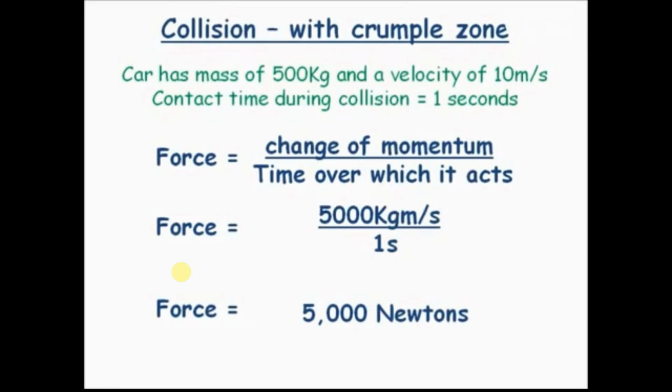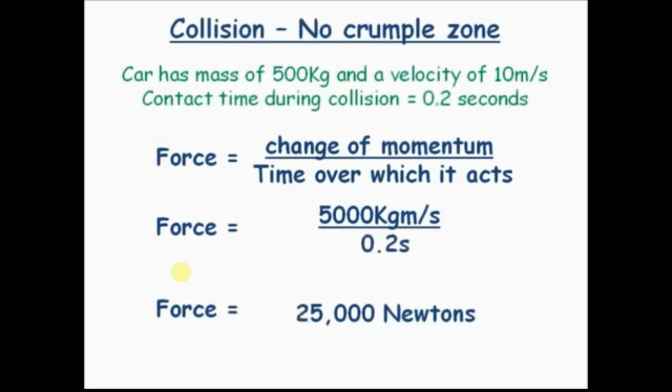So the car had a mass of 500 kilograms and a velocity of 10 meters per second. In the first collision, when the car had a crumple zone, the car and the wall were in contact for 1 second. So if we put those numbers into the formula, we can see we get a force of 5,000 newtons.